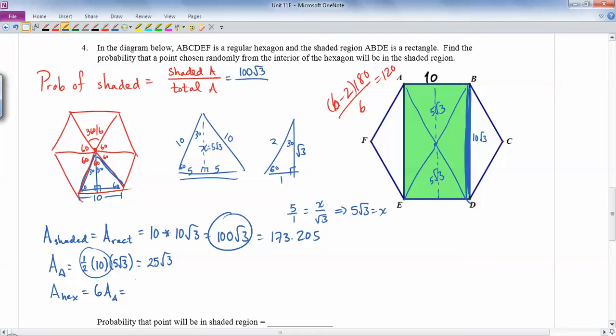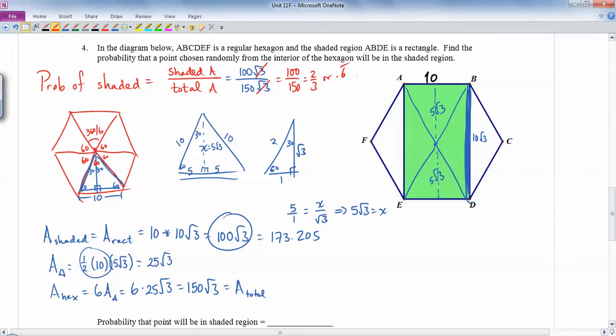So that's going to be 6 times 25 root 3, which is 150 root 3. So that goes here. That's the total area. Area of the total. So that goes underneath here, 150 root 3. And then notice the root 3's are going to cancel. I'm left with 100 over 150, which is 2/3, or 0.6 repeating. Or if you turn that into a percentage, that'd be 66.6 repeating percent.